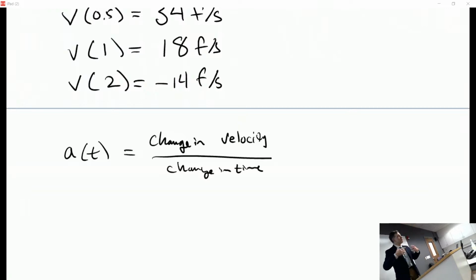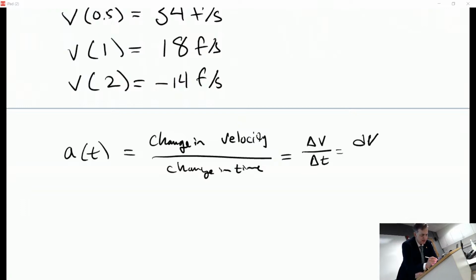Anytime you're doing a rate of change, it doesn't matter what kind of rate of change it is, any rate of change will be a derivative. And so we're trying to figure out how much does velocity change with respect to time. One way you could think of this is delta v over delta t, maybe dv over dt, which is v prime of t. So the important thing for you is that the acceleration is the derivative of the velocity.